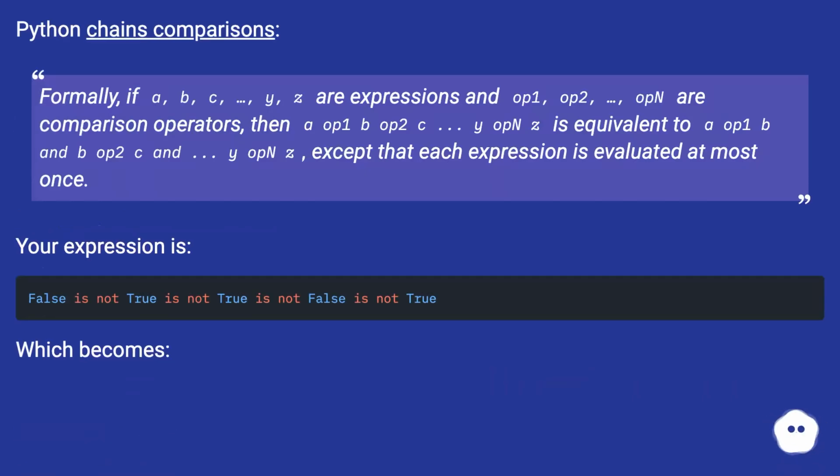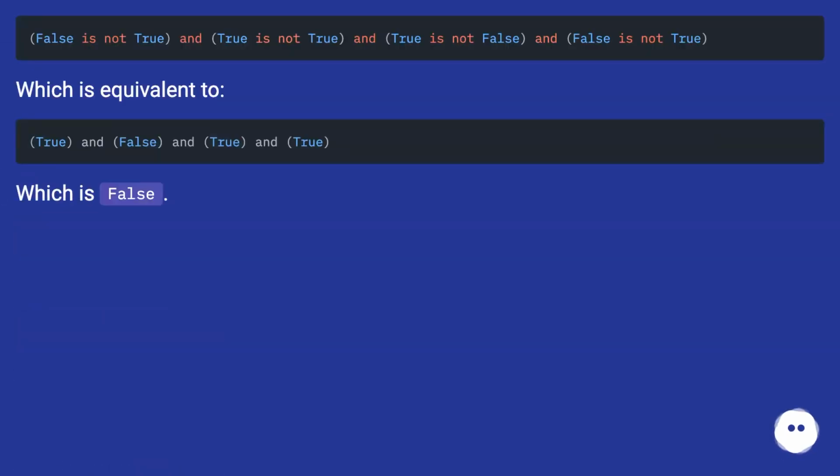Python chains comparisons. Formally, if a, b, c, ..., y, z are expressions and op1, op2, ..., opN are comparison operators, then a op1 b op2 c ... y opN z is equivalent to a op1 b and b op2 c and ... y opN z, except that each expression is evaluated at most once. Your expression is, which becomes, which is equivalent to, which is False.